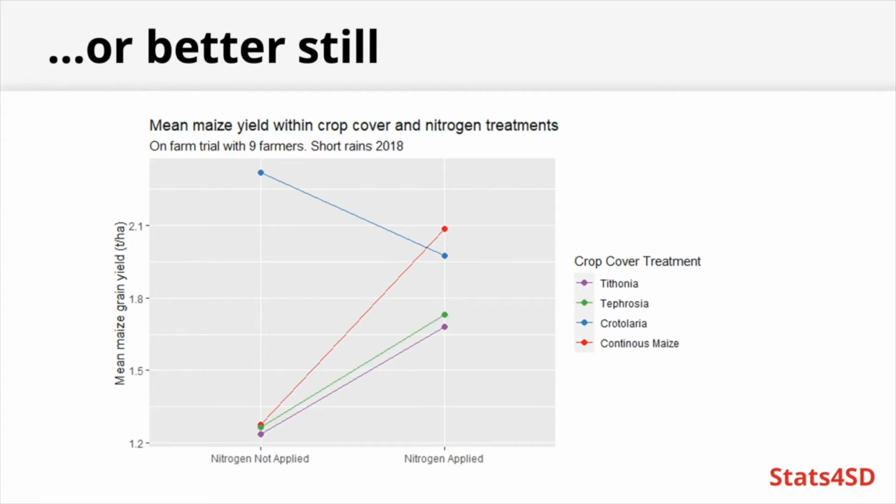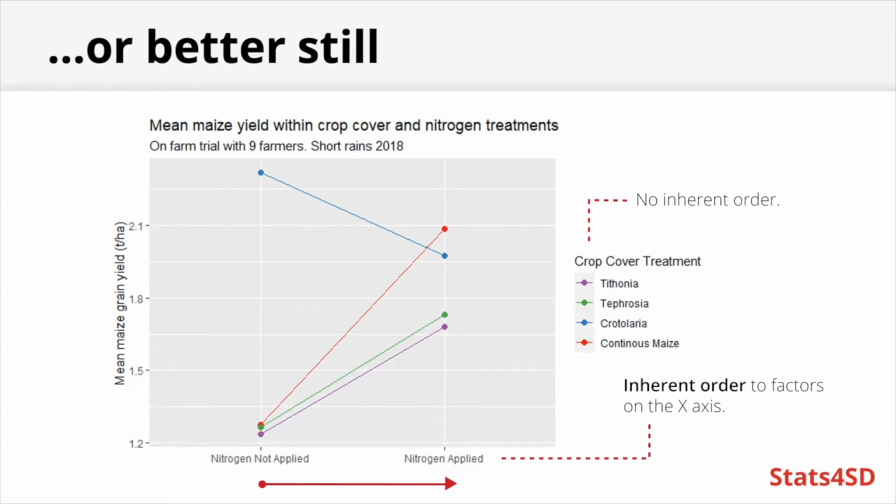When deciding what goes where with this plot, I also respected the fact that the nitrogen treatment has an inherent order to it. We're going from nothing to something on the x-axis. Whereas my 4 crop cover treatments are just 4 different things. There's no order in my 4 crop cover treatments. So it made sense to put the nitrogen factor on the x-axis and use 4 different lines to represent my 4 different treatments. And this principle can always be applied with any kind of 2-way interaction.